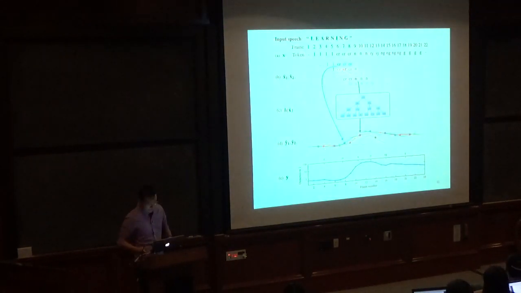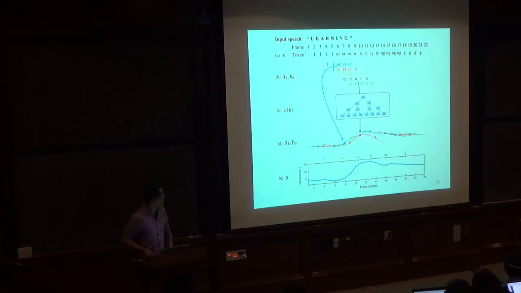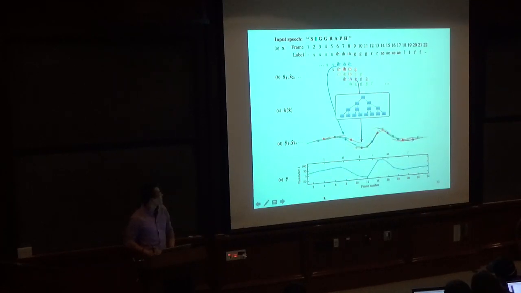Okay, so here's what some of the predictions look like. This is the input, "learning", and this is the frame-by-frame decomposition of "learning". And this is, again, dimension 1, which is how wide open the mouth is as you say the word "learning". Here is "SIGGRAPH". There are a lot more consonants and things going on, so the mouth opens and closes a little bit more. SIGGRAPH, if you don't know, is the top computer graphics conference.